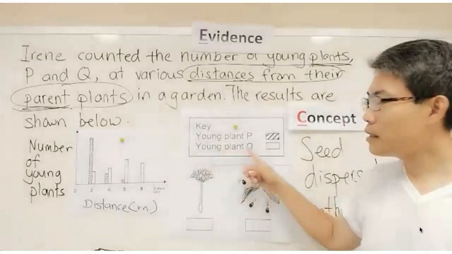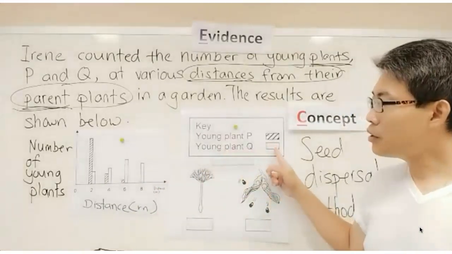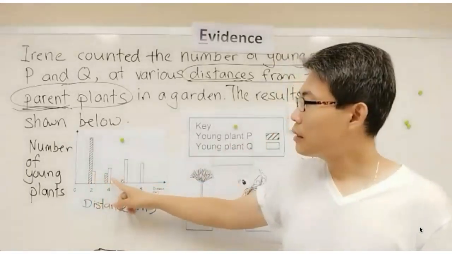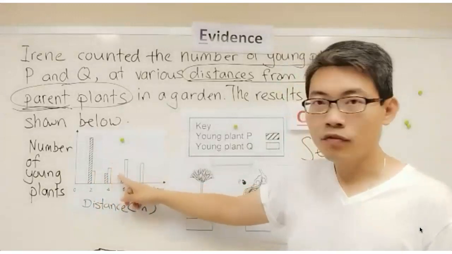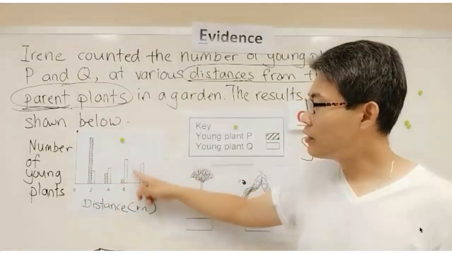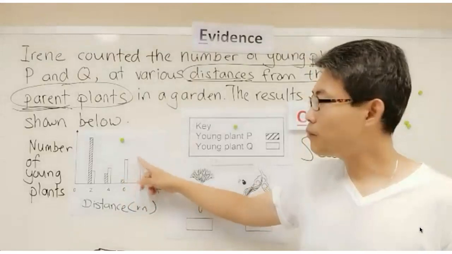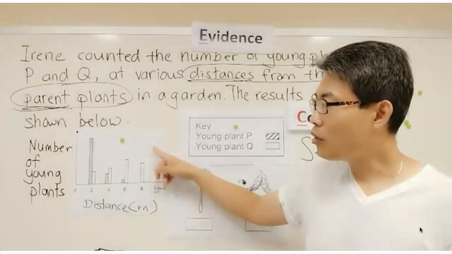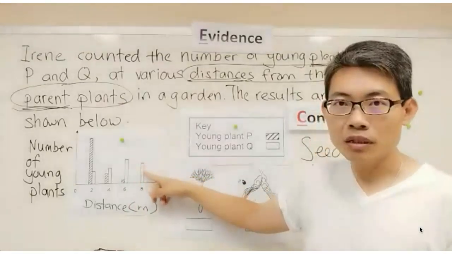Let's look at young plant Q. The young plant Q, there are some at 2 meters away. There are some a bit more at 4 meters away. There are some even a bit more at 6 meters away. There are some young plant Q around 8 meters away. Not more, but there is still a substantial amount.